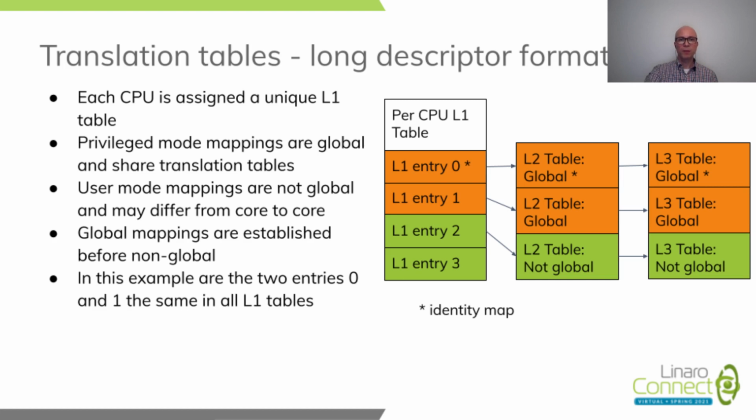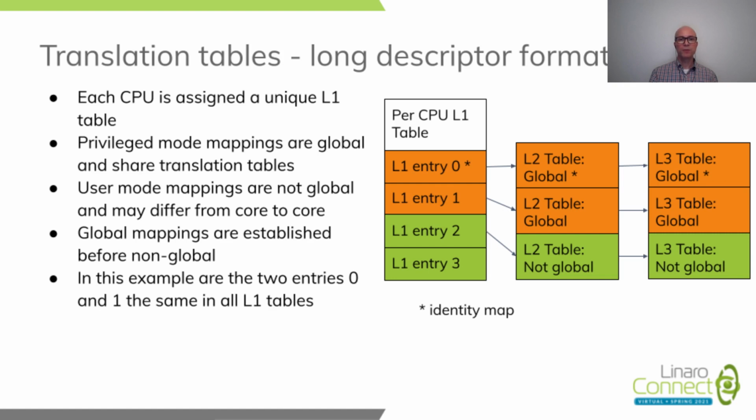Level 1 entries span 1 gig each, the level 2 entries 2 megs, and finally the level 3 entries map each individual 4K page. In this example, the first level 1 entry is used for the identity map with a single entry in the corresponding level 2 table, which in turn points to a level 3 table with typically 1 or 2 entries, depending on the amount of needed identity mappings.